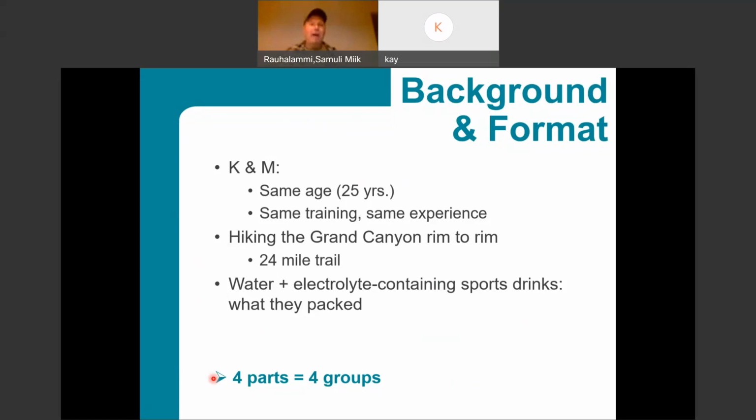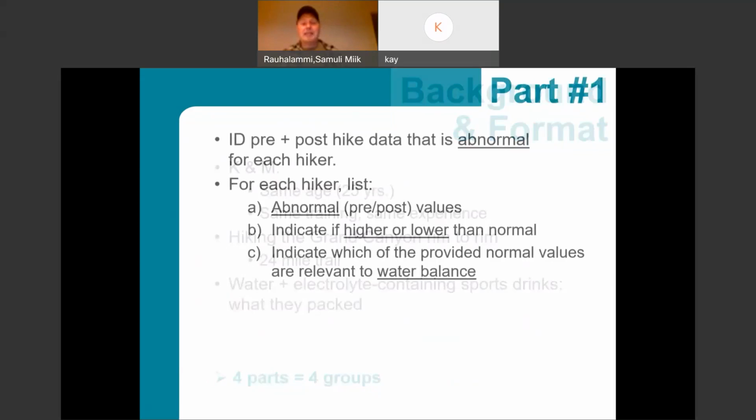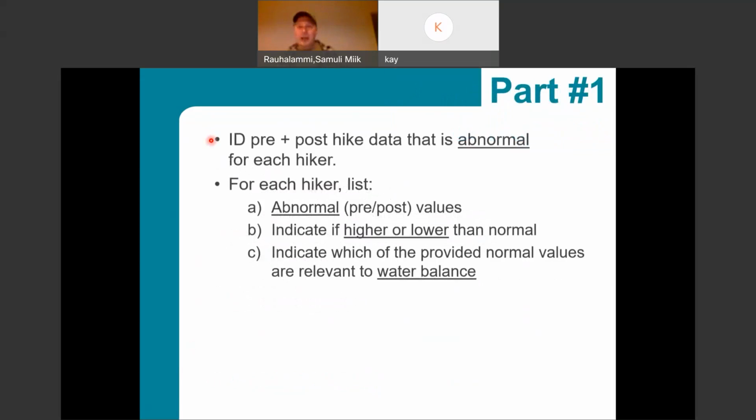So the first part of the assignment provides you a list of pre and post hike information, so various different measurements that we've taken. From the pre-hike data, you can see that Carla and Maria are very, very similar. Their weight is the same, their height is the same, their sweating rate is the same, their pace of hiking is the same, their blood calcium amount is the same. So they're just a complete match.